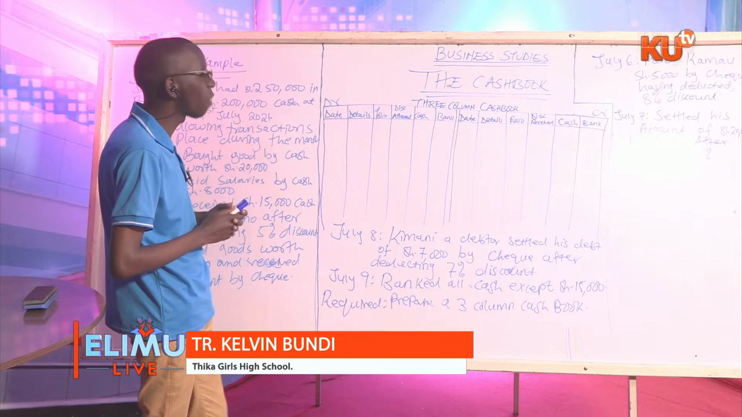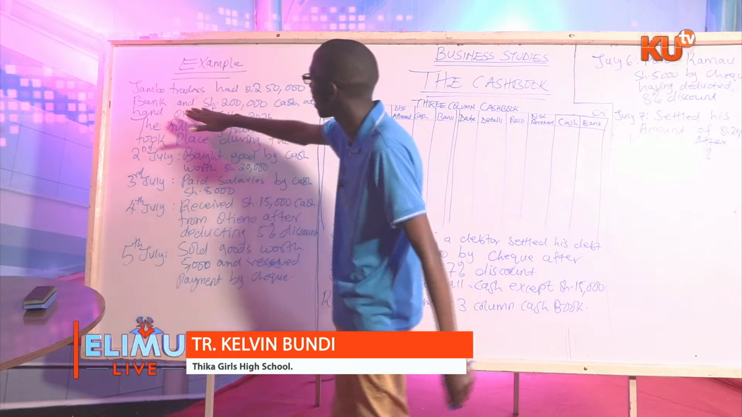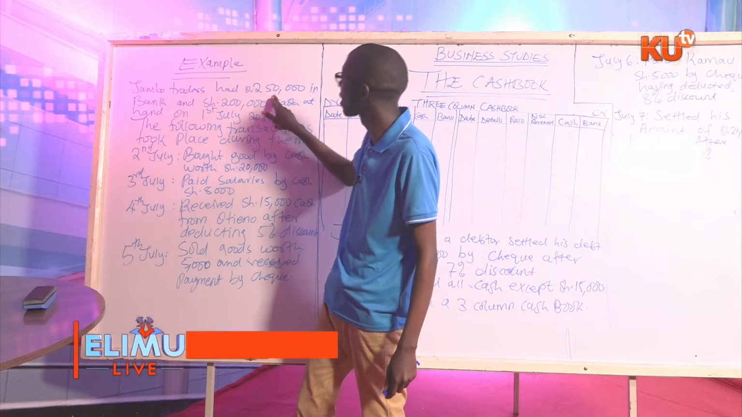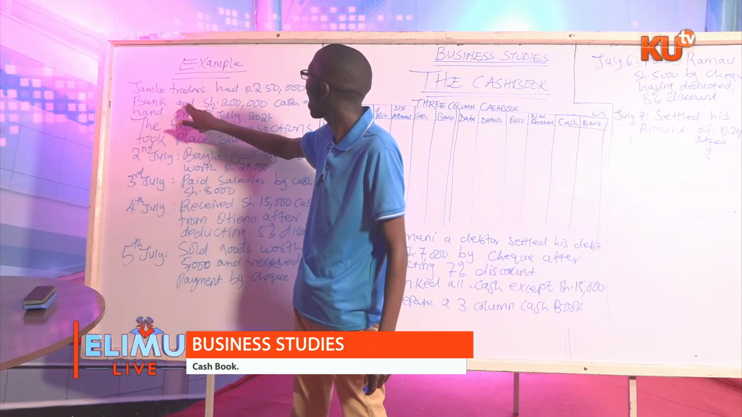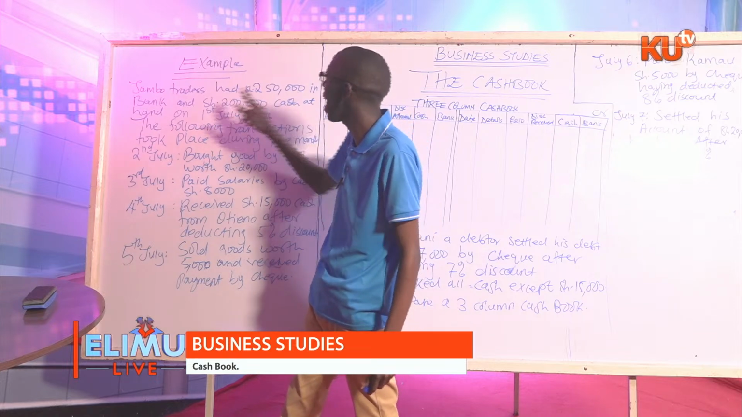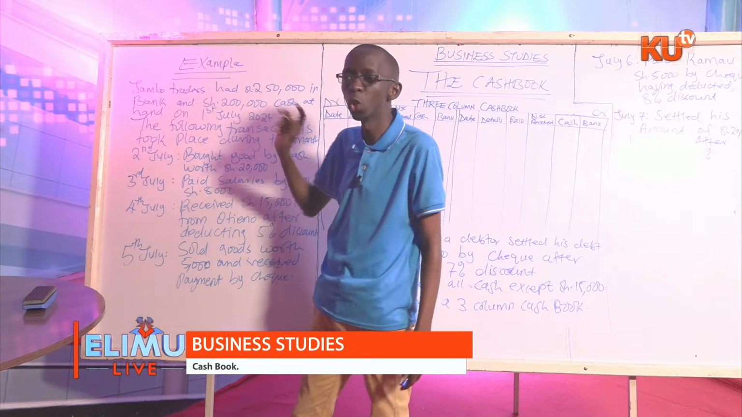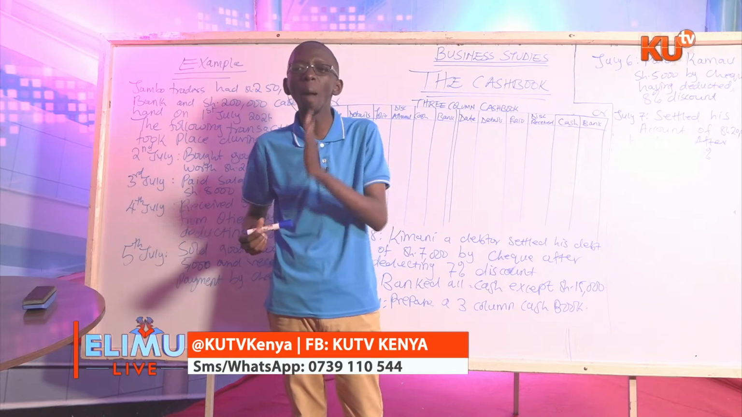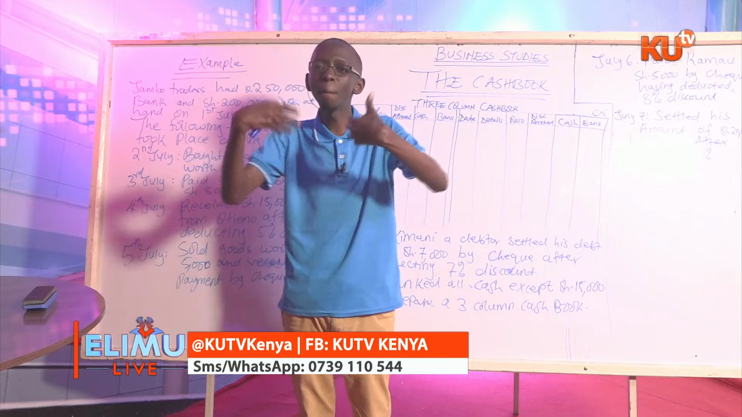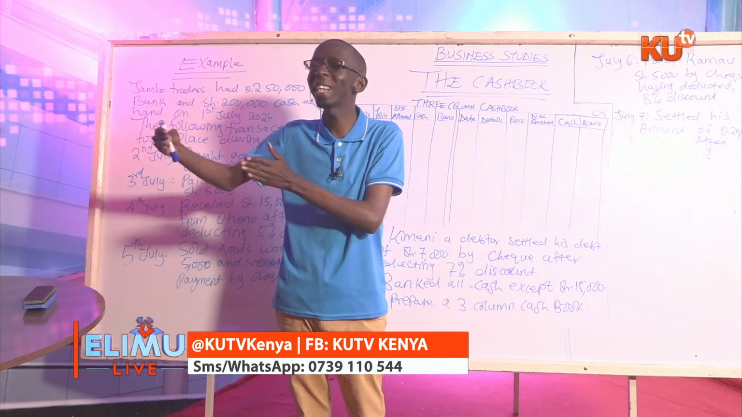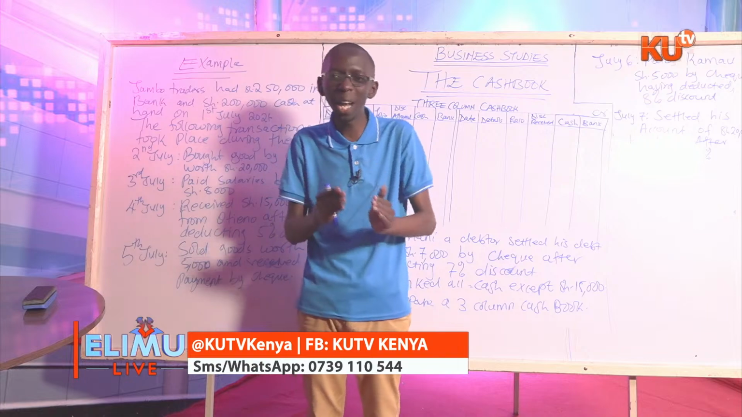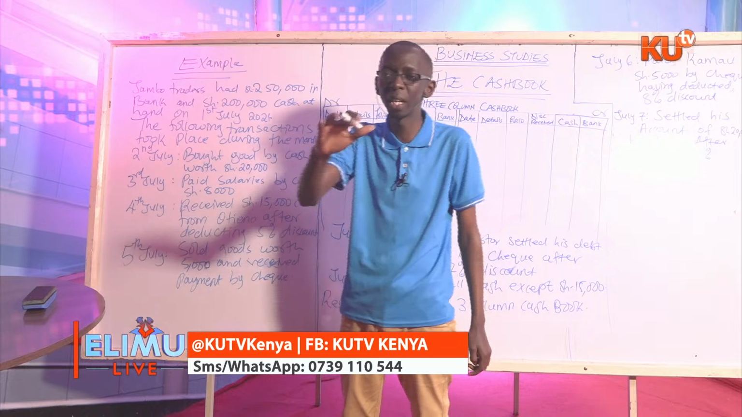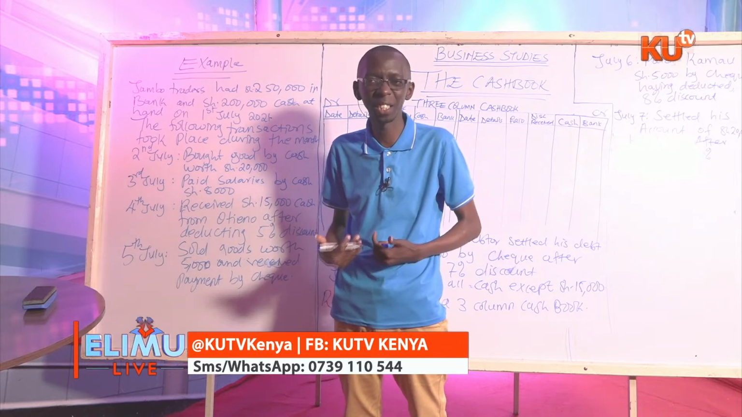So we'll start with our first question. Our first statement: Jumbo Traders had 250,000 in bank and 200,000 cash at hand on 1st July 2021. So this is what we call balance brought down. The amount of money that Jumbo Traders had by 1st July is called balance brought down, and balance brought down is debited because that is the amount of money that he had.